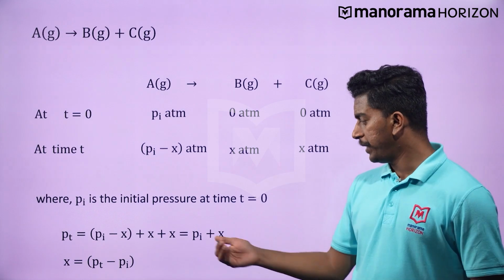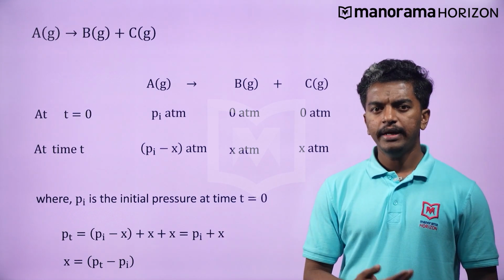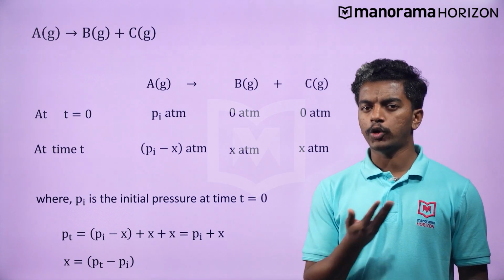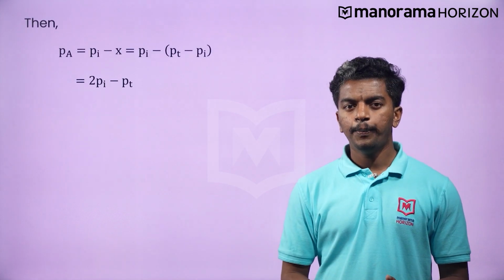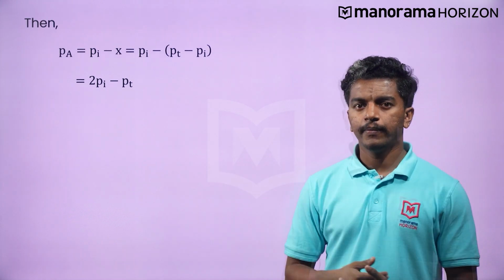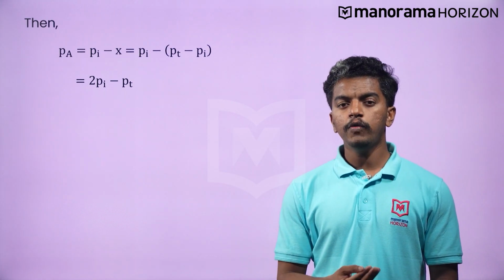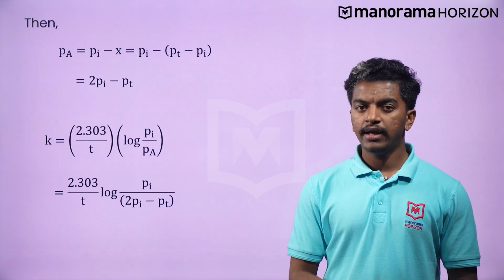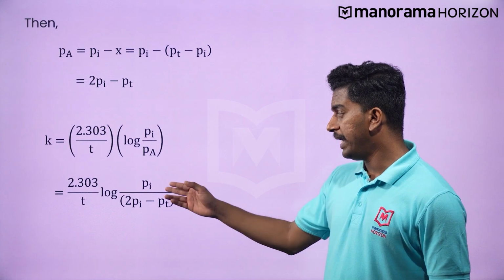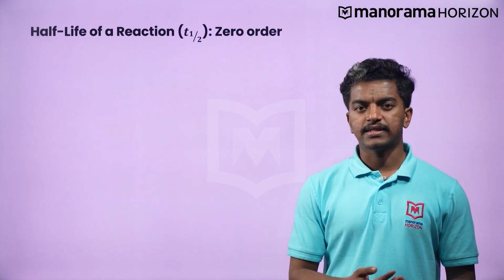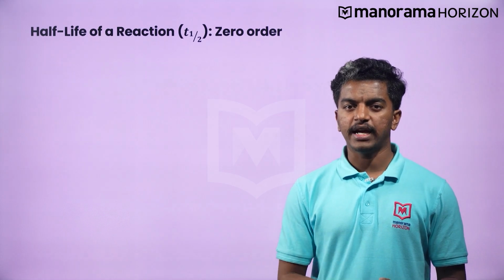P total = Pi + x. Next, write the final pressure of A in terms of initial and total pressures. Then, PA = 2Pi - PT. Substituting these data, you will get the rate constant as K = (2.303/t) log (Pi/(2Pi - PT)). Next, we will discuss half-life of a reaction.